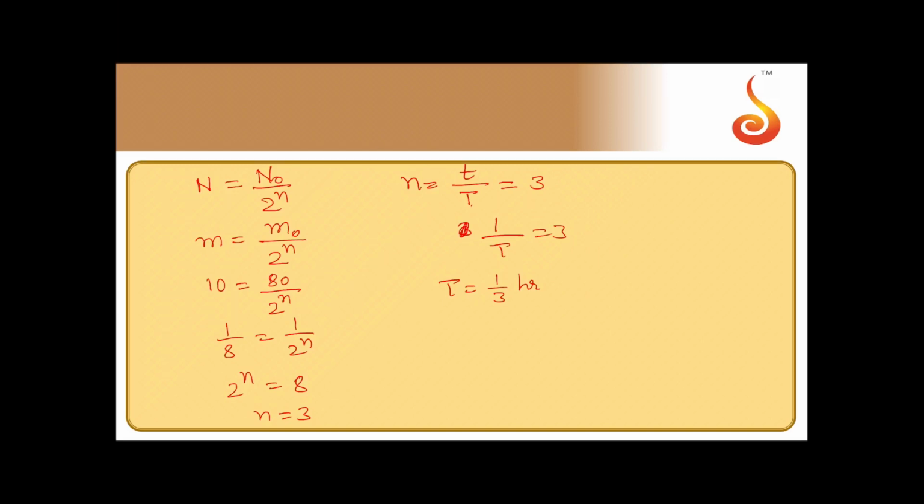So we need to find decay constant. 1 by 3 hour, and they have given the answer in seconds, so 1 by 3 hour is 1200 seconds. So we know that decay constant lambda is 0.693 by T, that is equal to 0.693 divided by 1200. So that turns out to be 5.8 into 10 power minus 4 per second. That is option E.